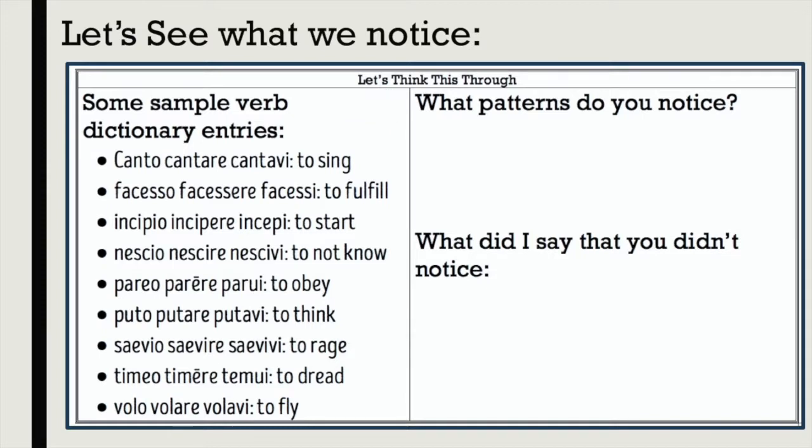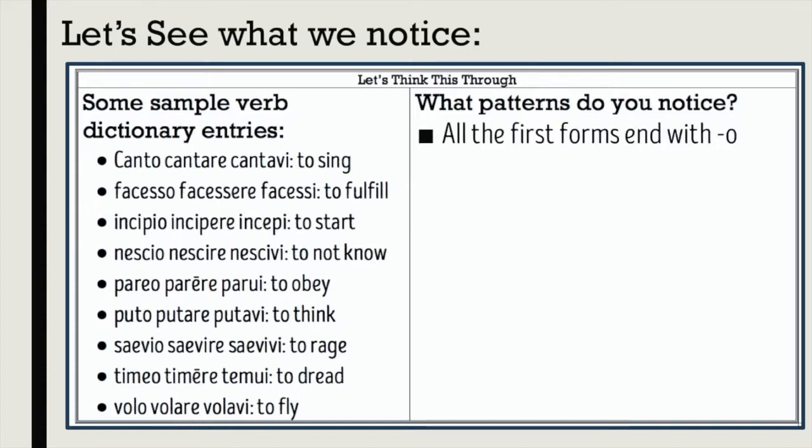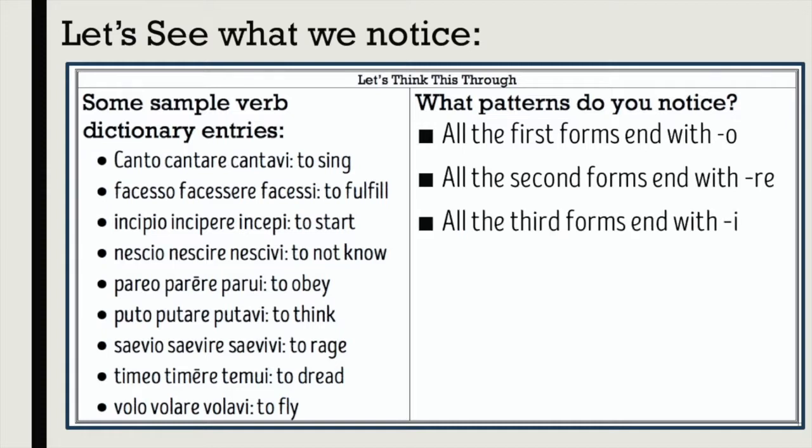So the patterns I thought you might have seen is that all of the first forms end with an O, all of the second forms end with an RE, and all of the third forms end with an I. And you might notice that we always put "to" before whatever the verb means. So we say "to sing" instead of just "singing." That's just the way we talk about them. I always think it's helpful to look over and see what we notice, just some patterns that you can see in verb dictionary entries.